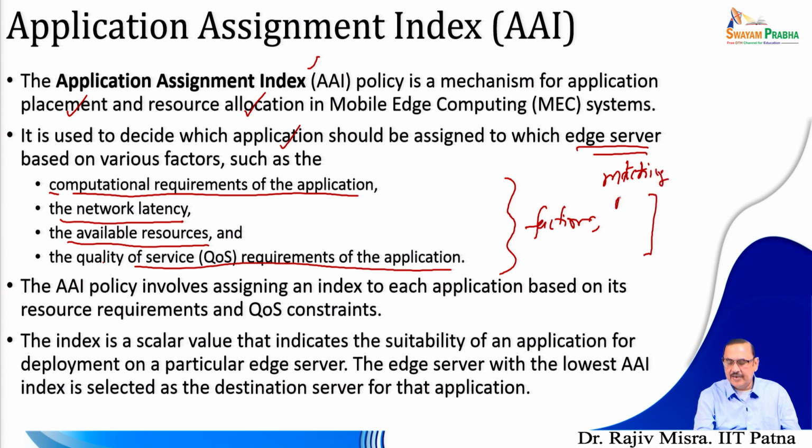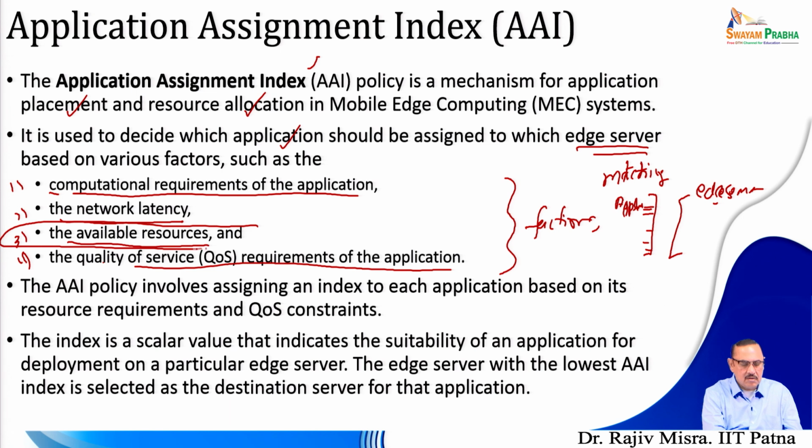On one side it is the applications, the other side it is the edge servers. So, the applications with these requirements 1, 2, 3, 4, except this one. So, 1, 2 and 4 are the factors of the application, whereas available resources, that is 3, is a factor of the edge server. Together these two factors will perform the matching, and this matching is called the assignment.